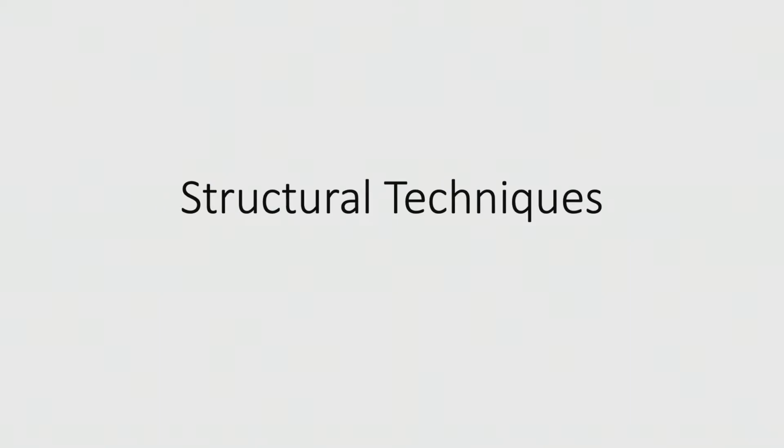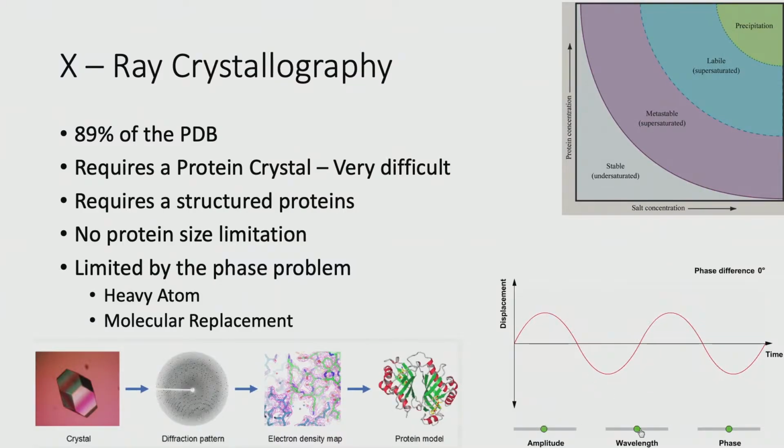So first we're going to start off with the structural techniques used to generate these files. So the first is X-ray crystallography. This represents almost 90% of the PDB, but the problem is it requires a protein crystal to grow. Proteins have to be structured. Any dynamic regions will not be crystallized. But the good thing is with X-ray crystallography, there's no protein size limit.